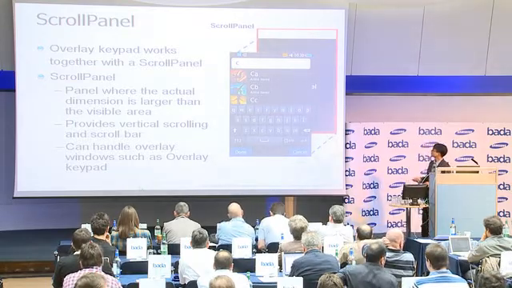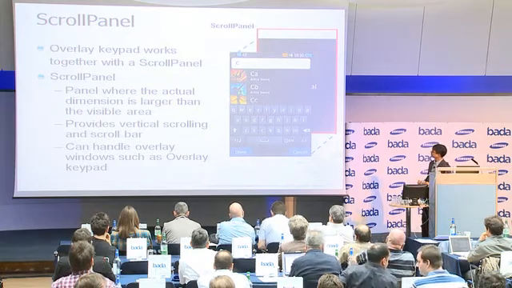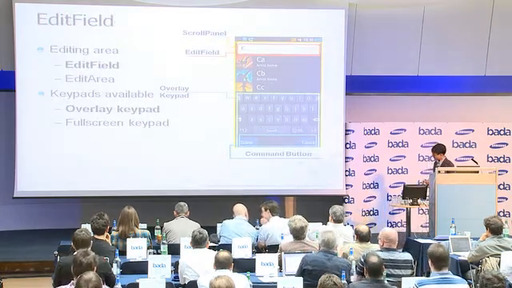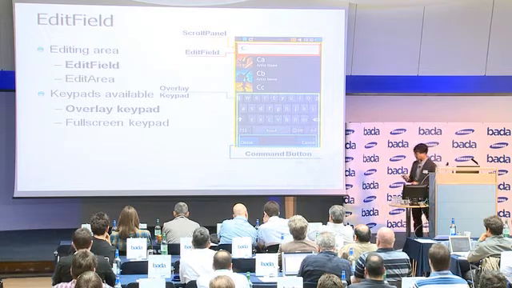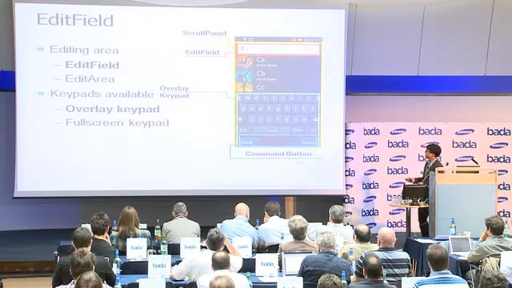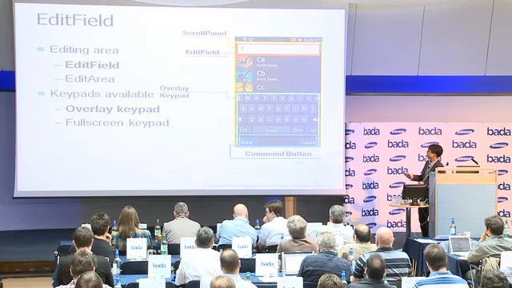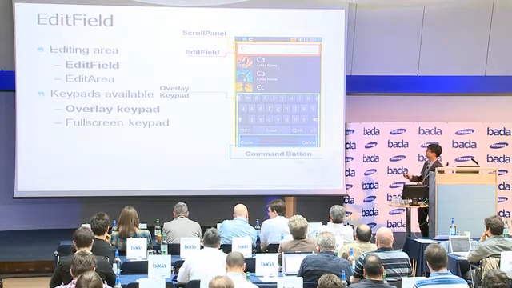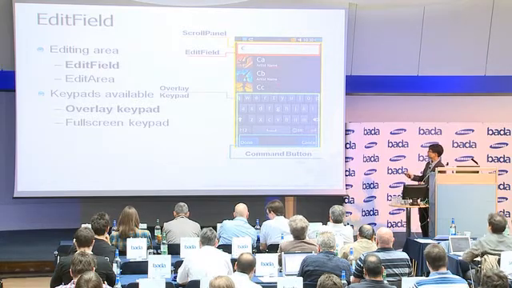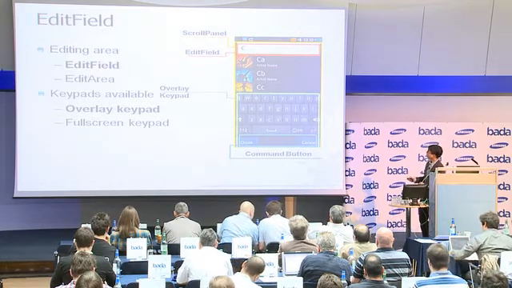Okay. So let's look at how we go about making this. So we have the scroll panel as the background. We have the edit field added. We have a list. This list is, in this example, created dynamically depending on the search results. And we have the keypad.